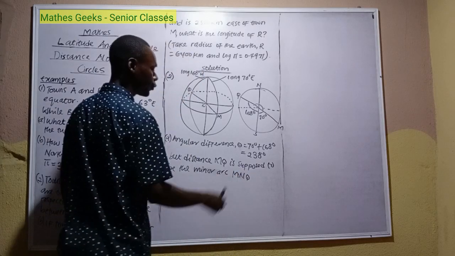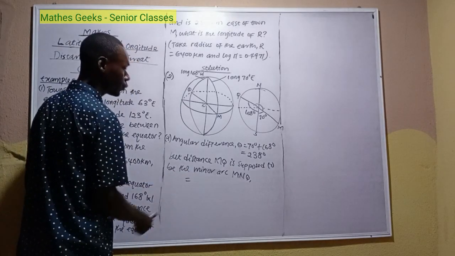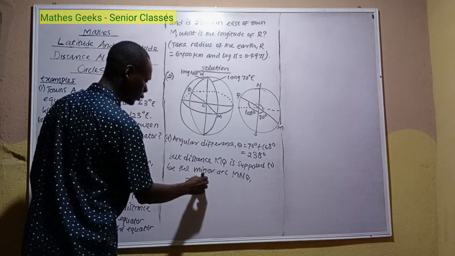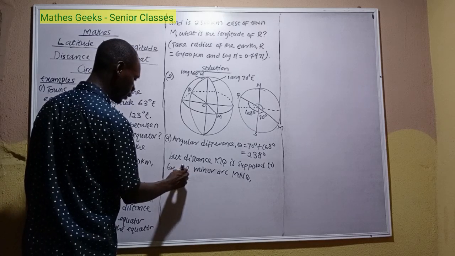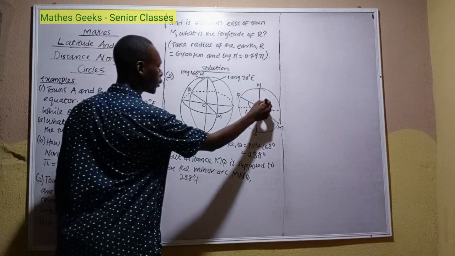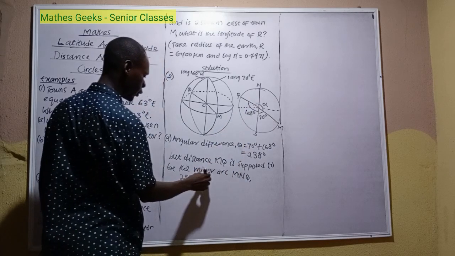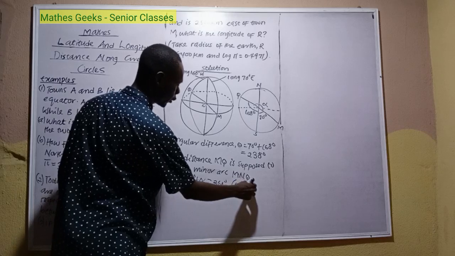M N Q. So to get the shortest arc, the angle that will give us 360 degrees, I can say 238 degrees plus, let's go here, alpha, equals 360 degrees, angles at a point.